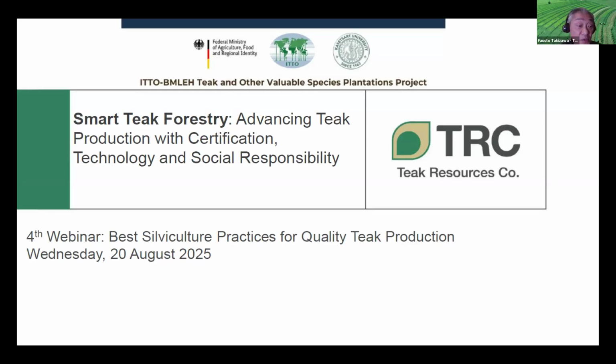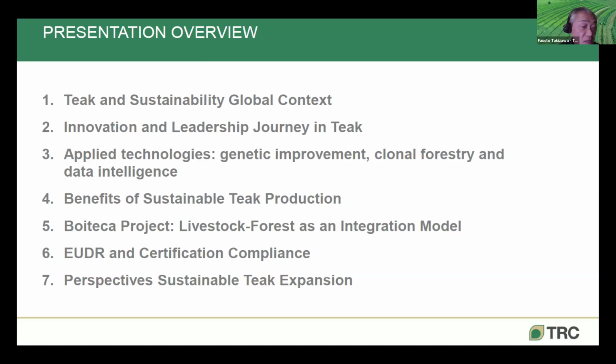Over the next 15 minutes, I will guide you through the global context of Teak, our innovation journey, the technologies we have developed, and the perspectives for sustainable Teak expansion. Let me first outline the key topics: Teak and sustainability, global context, innovation and leadership journey in Teak, applied technologies, genetic improvement, clonal forestry, and data intelligence, benefits of sustainable Teak production, Bioteca project, livestock forest as an integration model, EUDR and certification compliance, and finally, perspective on sustainable Teak expansion.